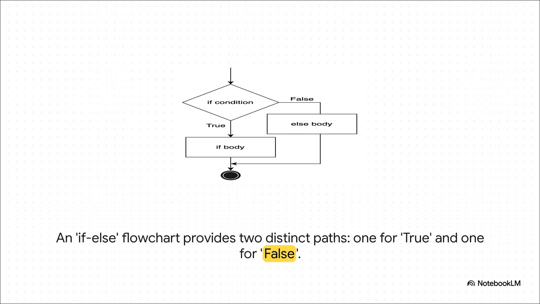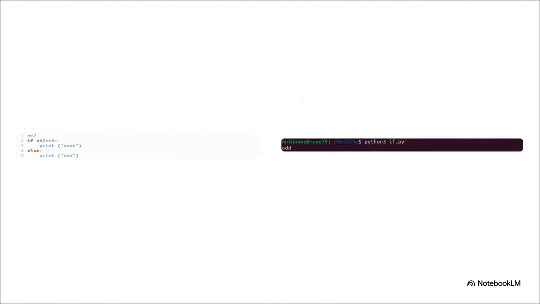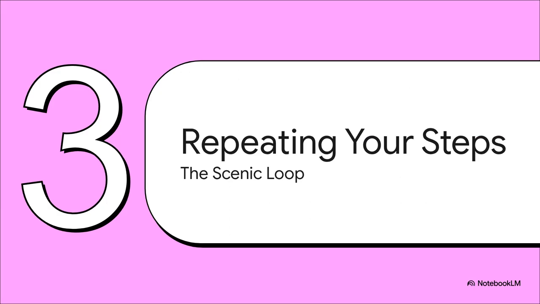Okay, but what if the condition is false? Sometimes just skipping a step isn't good enough. That's where the if-else structure comes in. It gives us a real fork in the road, providing our program with a plan B for when the answer to our question is false. Let's see how it works with the number 7. So the question is, is this number even? Well, for 7, that's false. So the program completely ignores the if part and jumps straight to the code under else, printing out odd. Perfect.